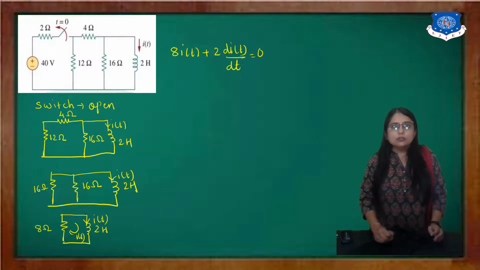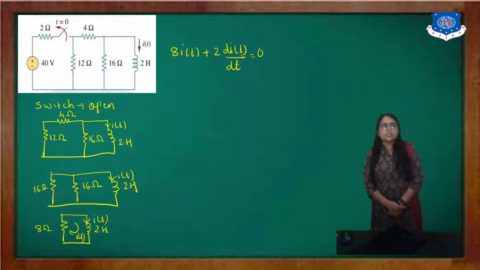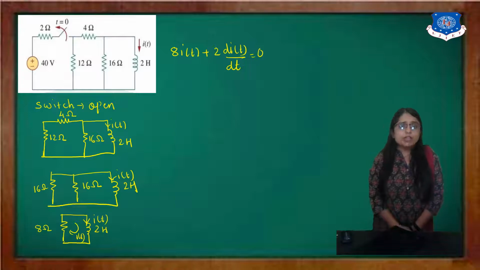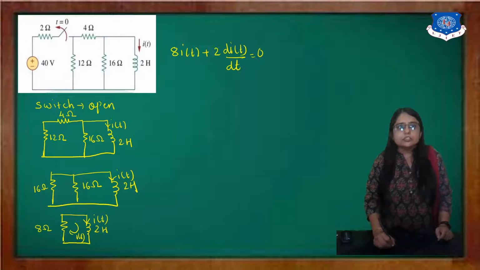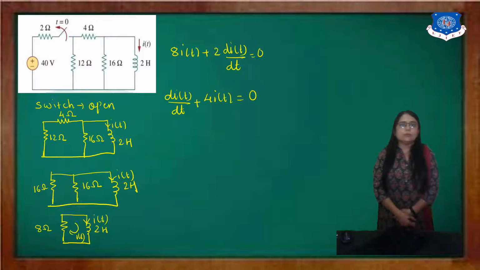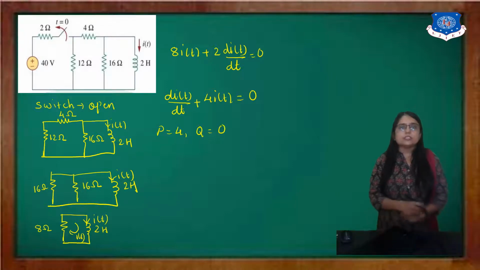Now we know that in a first order system, the equation is di/dt plus p into i equals q. So we do not have any coefficient multiplying di/dt. Let's divide this equation by 2. So what do we get? di(t)/dt equals 4 into i(t), and I have to equate that with 0. Here the value of p is 4, and the value of q will become 0.